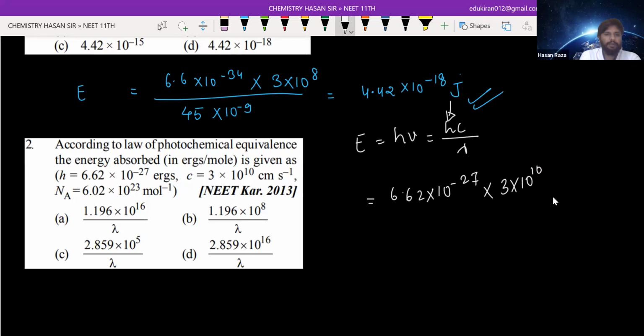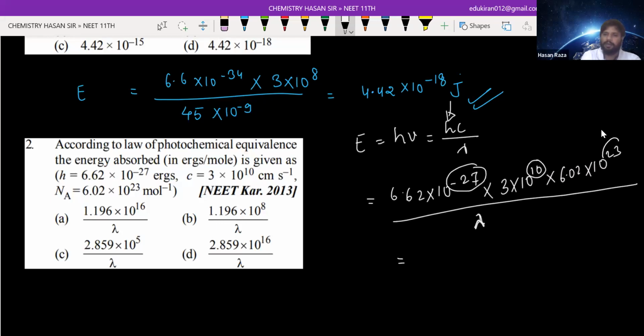And now you can see equivalence. That means we need to calculate per mole, for 1 mole. So NA is given. So you are going to multiply it by NA to calculate in 1 mole, and lambda is not given, so you are going to keep it as lambda because the options are given in terms of lambda. So you just need to solve it and get the answer. Minus 27 is there, plus 10 raised to 23, it becomes 33. 33 minus 27, what will it be? 3 plus 3, 6 only. 10 raised to the power plus 6.